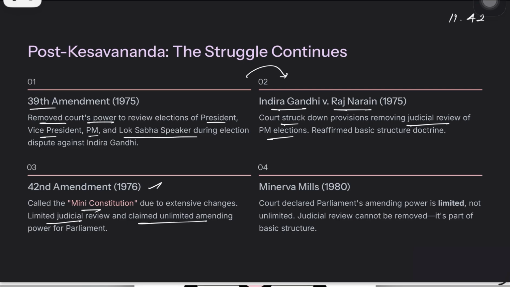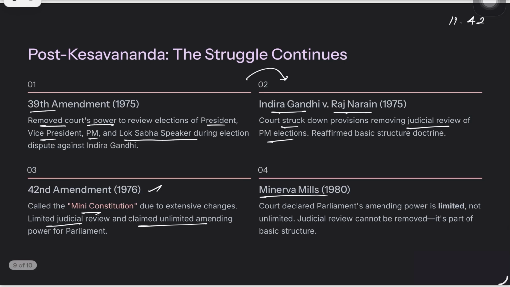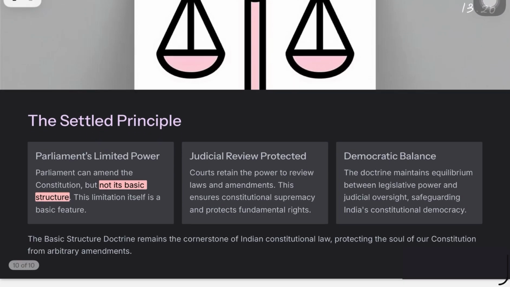And this 42nd Amendment Act was again challenged in Minerva Mills versus Union of India, 1980. The court in this case held that Parliament does not have unlimited power to amend the Constitution, and the power of judicial review cannot be snatched away from the judiciary in any situation. The court also held that the limited amending power of the Parliament is itself a basic structure, so that in future there is clarity and no chaos and tussle between Parliament and the judiciary anymore, because it has clearly stated that limited amending power is itself a basic structure.